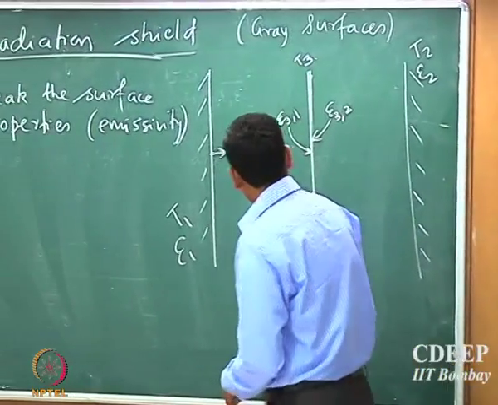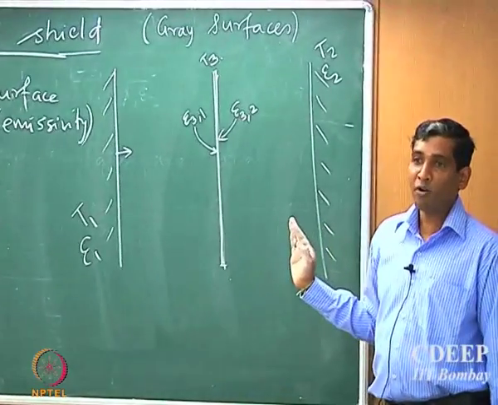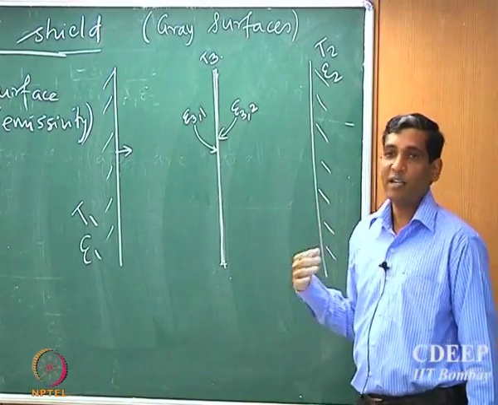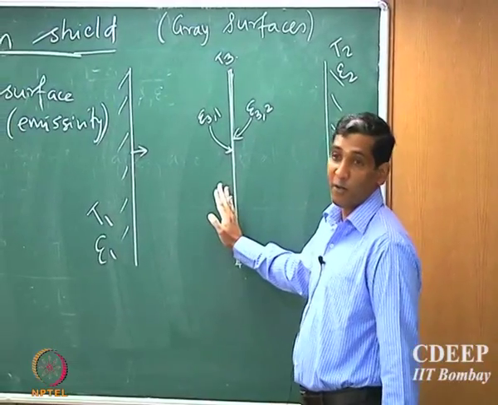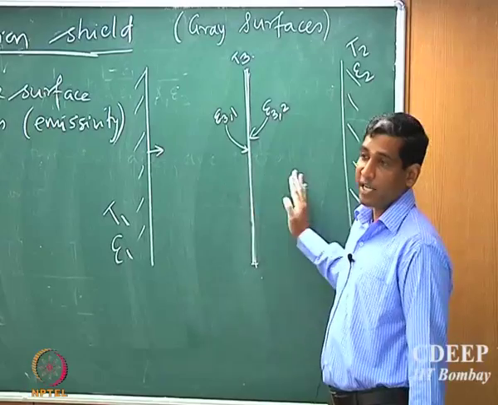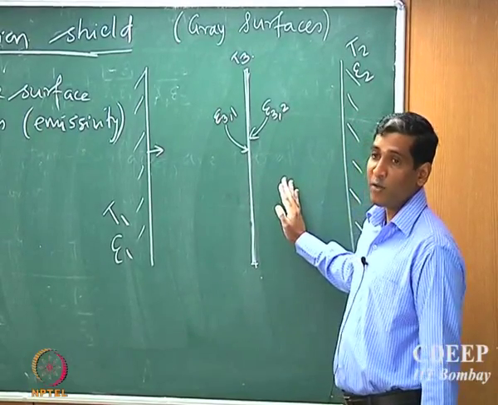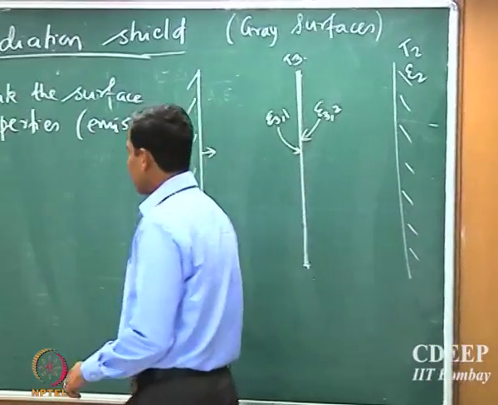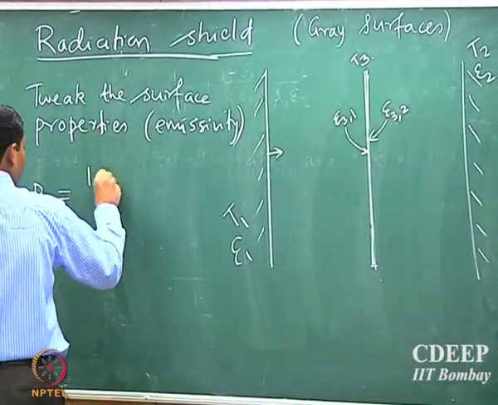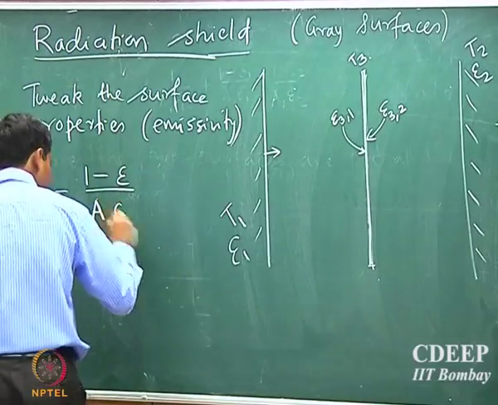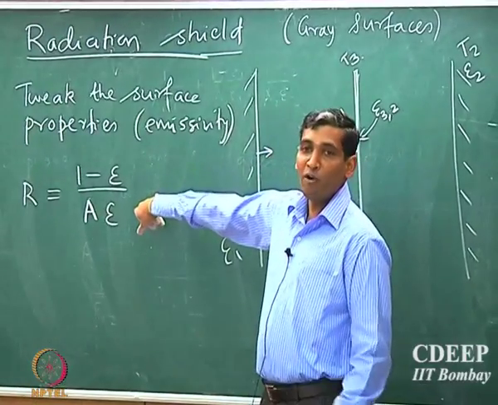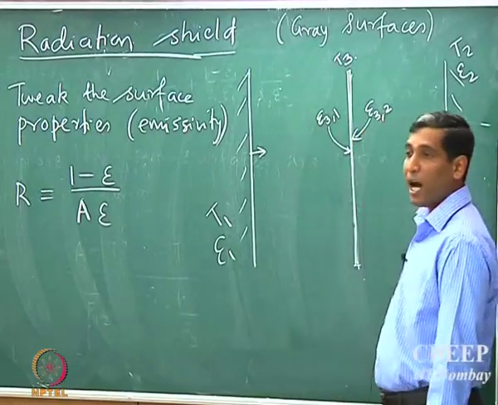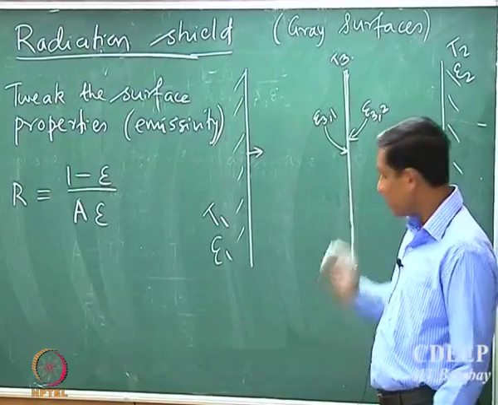That way I can actually cut down the total amount of radiation that is transferred from 1 to 2. Why is that? Because the resistance offered by the surface to exchange or emit radiation depends upon surface properties such as emissivity. We know that the resistance offered by the surface is (1 minus epsilon) by (area times epsilon). So, by playing with the value of epsilon, we should be able to control the total amount of radiation that is emitted by the outer surface of that particular object.